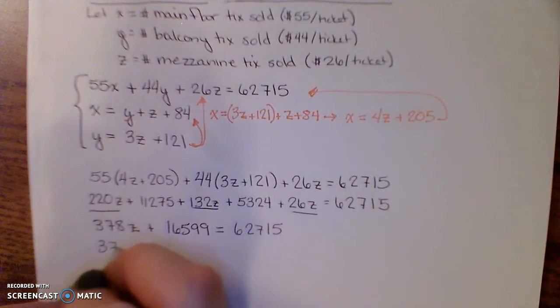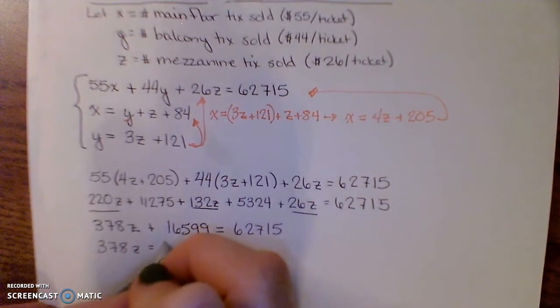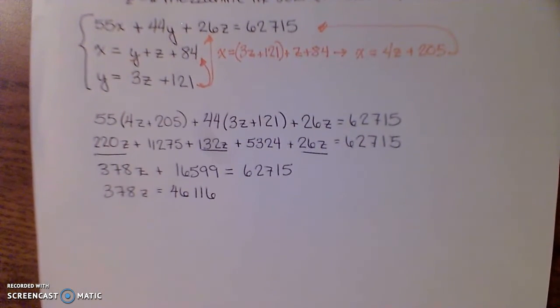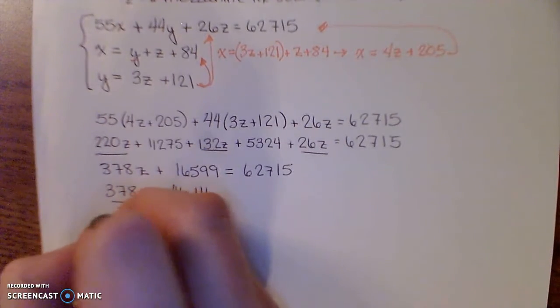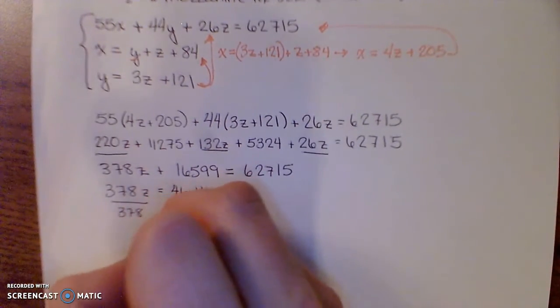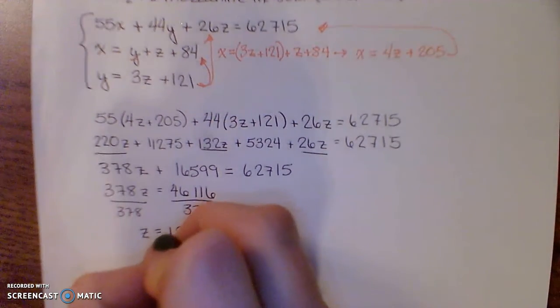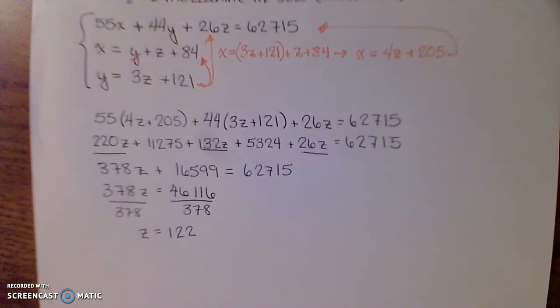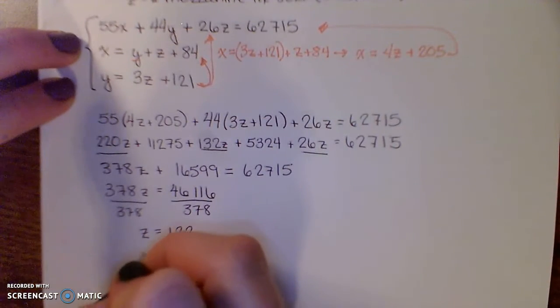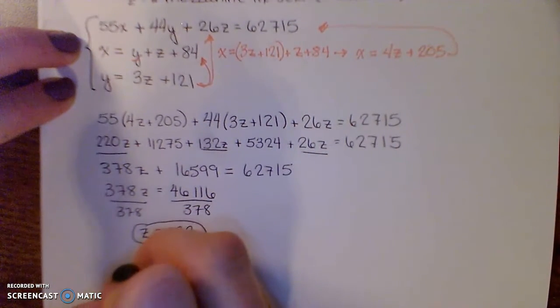And we get 378z equals 46,116. And dividing both sides by 378, we get z is 122. So now I know we've sold 122 mezzanine tickets, and I can just go ahead and use these equations here to solve for y and x. So I'm going to go ahead and circle that.